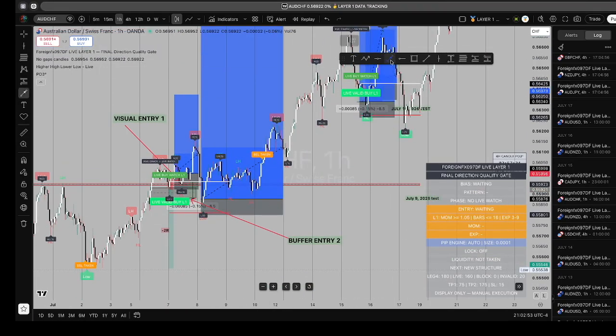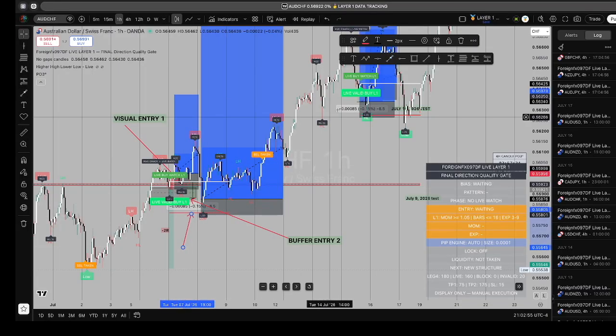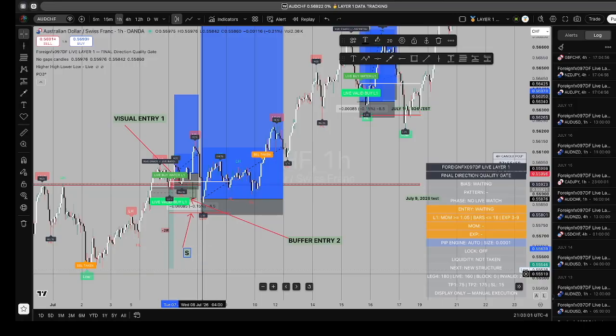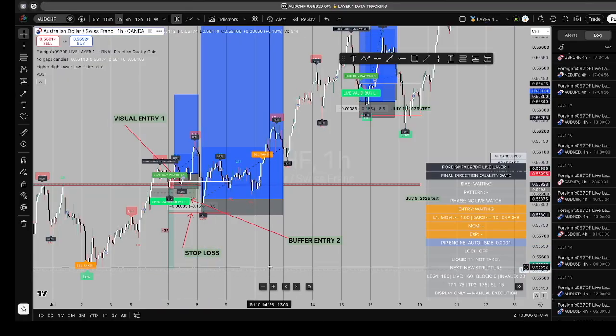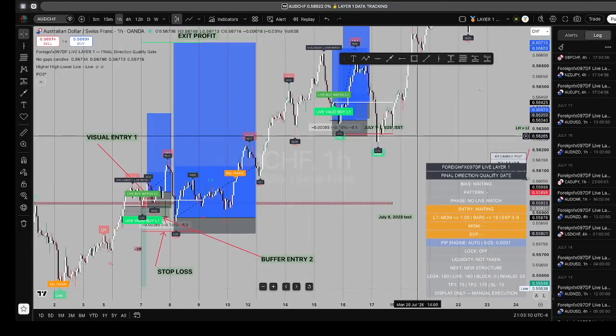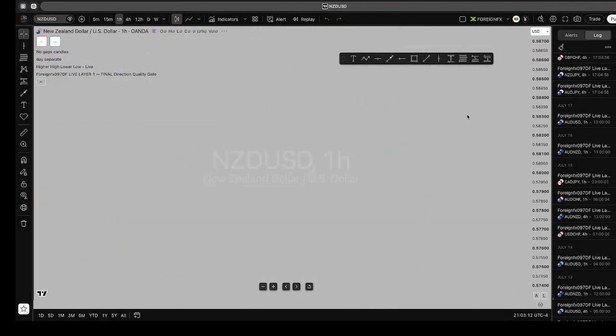And I need to outline right there would be our SL. For those that don't know what SL means, it's stop loss. So that would be your stop loss. Now I'm going to make it clearer as well.